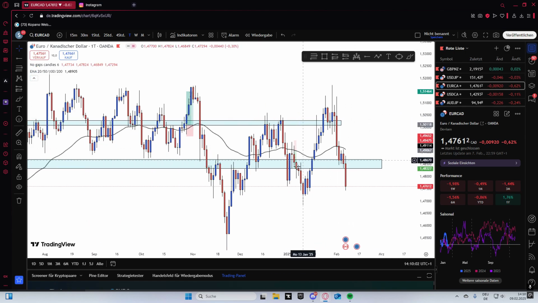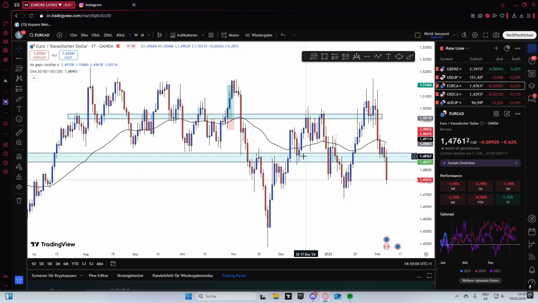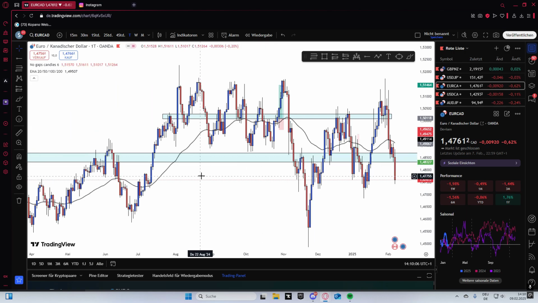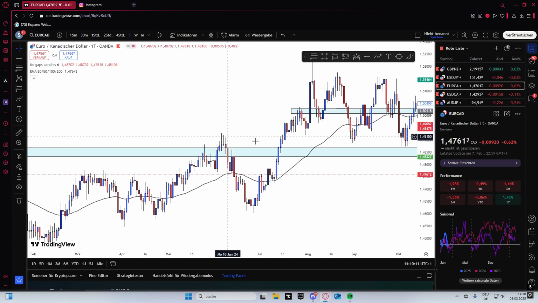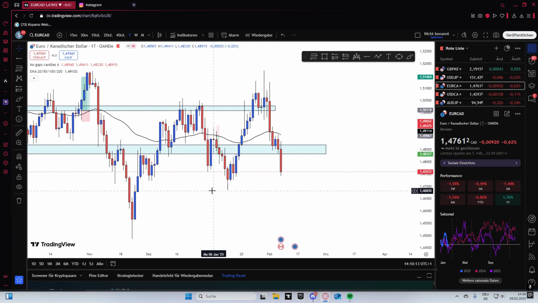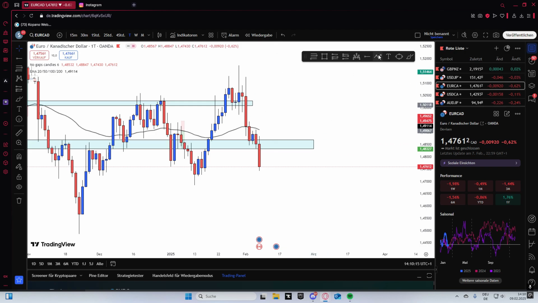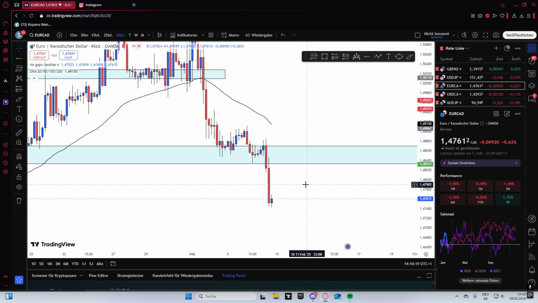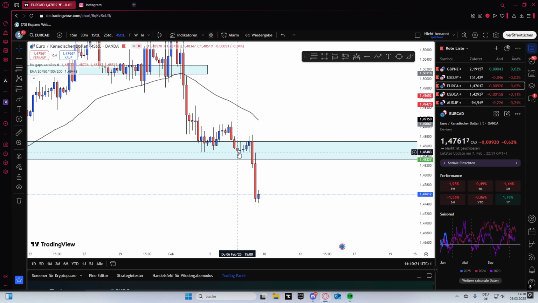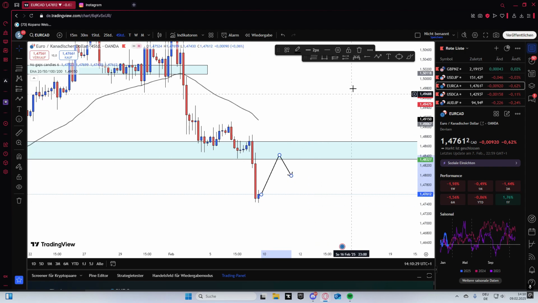and we have an area of interest right here with multiple touches, 1, 2, 3, 4, 5 multiple touches to the left, so well respected area. So on the 4 hour we are also bearish. We have the 4 hour last structure here, so I'm waiting for a pullback in this zone and to the 4 hour last structure to then sell to the downside.